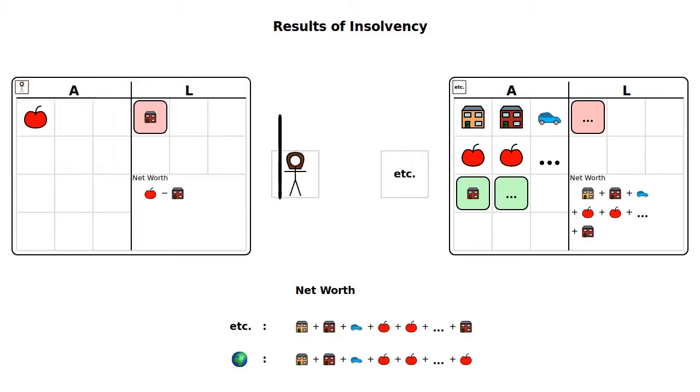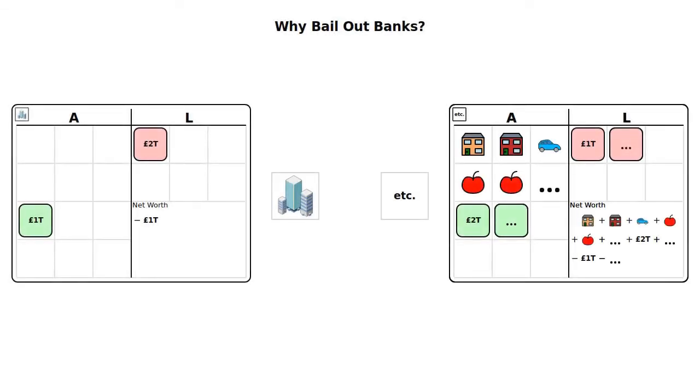Here's a question to ponder. Imagine lots of banks were to become insolvent. Why would they ever be bailed out, instead of the debts just being written off? As far as the rest of the world as a group is concerned, the outcome would be the same.